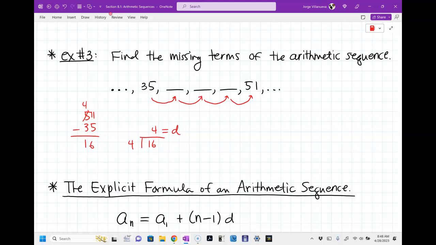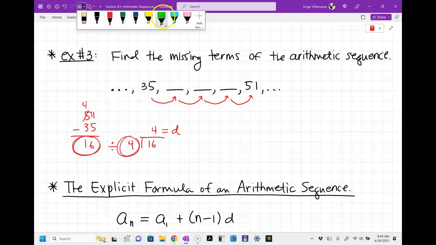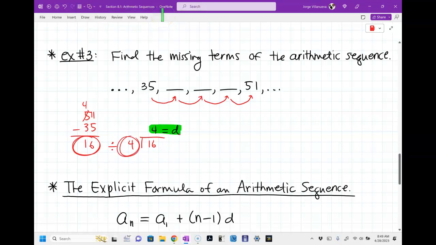So for us, it took 4 different arrows, right? From 35 to 51, I have to draw 4 arrows. So that's the number you're going to divide your sum by. The answer, once you divide it, is your D value. If it's negative, that means you'll subtract. If it's positive, that means you'll add. So, it's positive, so I'm going to add.